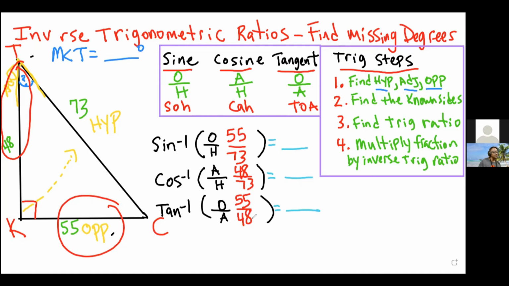And so at this point, all we have to do is go to our calculator. Remember what we did before. We're going to put sine inverse of 55 over 73. And then for cosine, inverse is just invert, then we're going to do 48 over 73. And then tangent, you see, is 55 over 48. So let's go to our calculator and we're going to do each one of these right now.